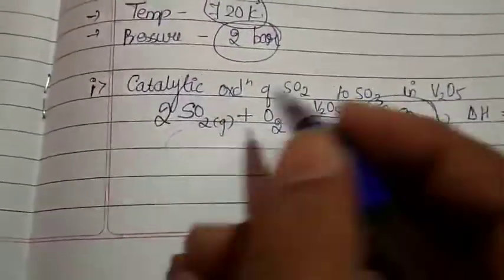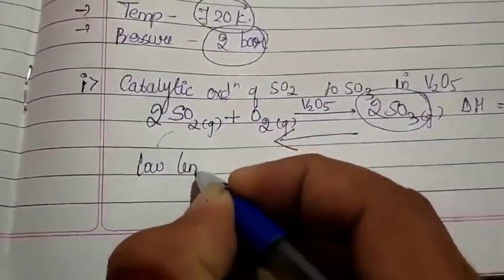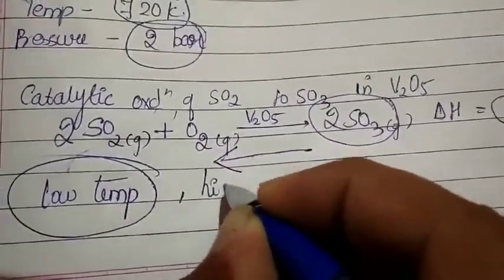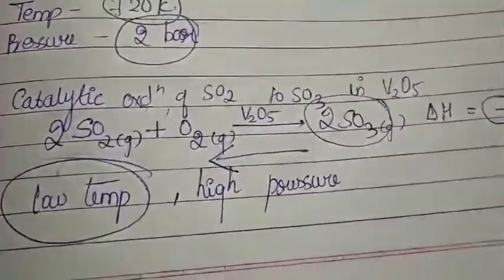So for that reason, whenever you are doing the contact process, we generally prefer low temperature. That is the reason we maintain a low temperature. Along with that, we maintain a very high pressure.